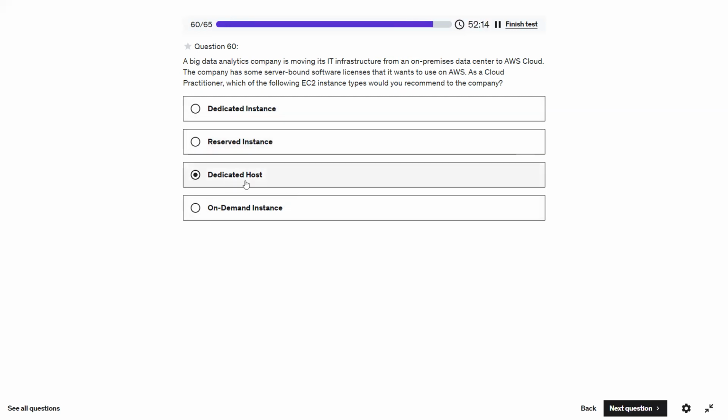Only the dedicated host will be the correct answer, because host means the server. If we spin up an EC2 instance, we don't know on which server it will spin up. If we don't know which server it is going to spin up on, how can we use our license on that server? They want to use their license on the server, so we want a whole server.